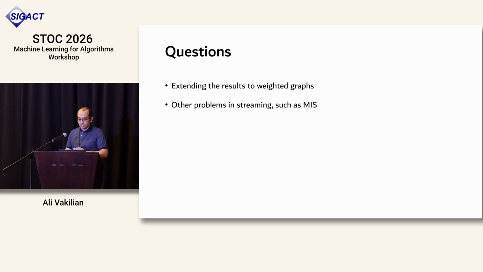Okay, so yeah, exactly. Many questions can be asked here. If you want to extend the result to the weighted graph, so far it's only about the unweighted graph, for instance, for the max cut or CSP instances even, or maximum independent set and so on. I didn't talk about that. And also about other problems in streaming like maximum independent set, we still don't know what can be done. Okay, thank you all, and see you tomorrow.